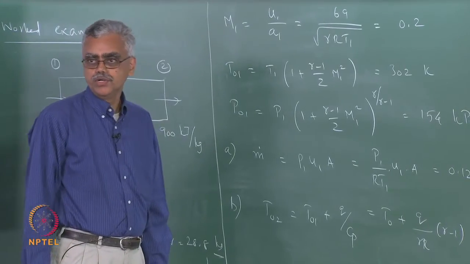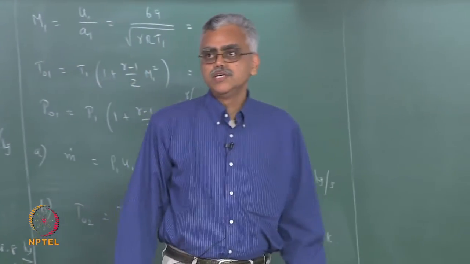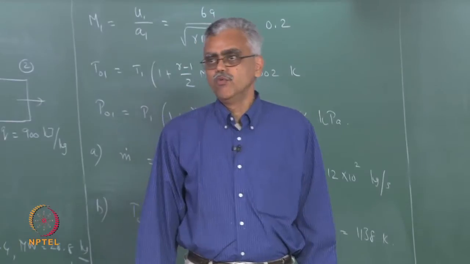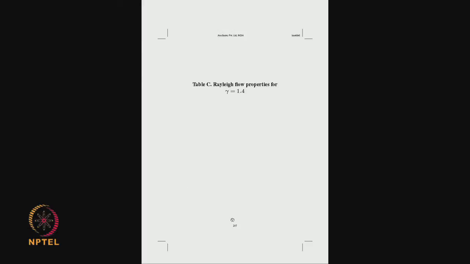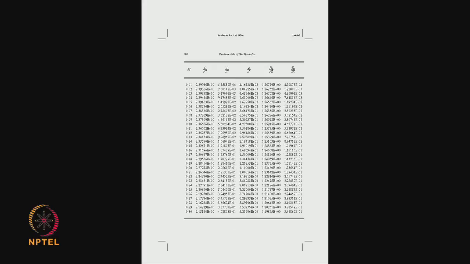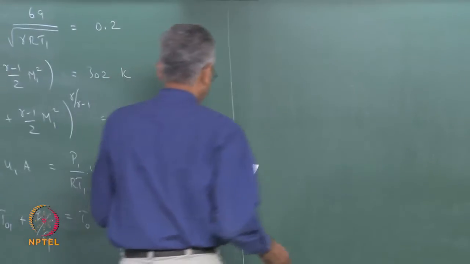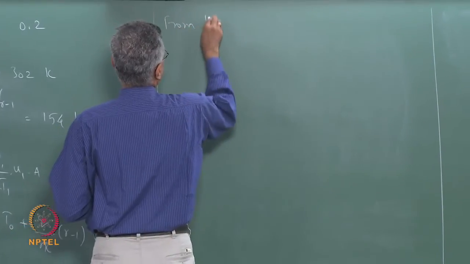Now M1 is given to be 0.2. So we use the table to determine T0 star corresponding to M1, right? T0 over T0 star, that is what we are going to calculate. So this is the table that we are going to use, table C, which gives Rayleigh flow properties for a fixed value of gamma. For M1 equal to 0.2, you can see that it comes right here. So all the values are given. We go to the last column and pick up T0 over T0 star from there. Other quantities can also be picked up from here, okay? So let us write it down from the table.